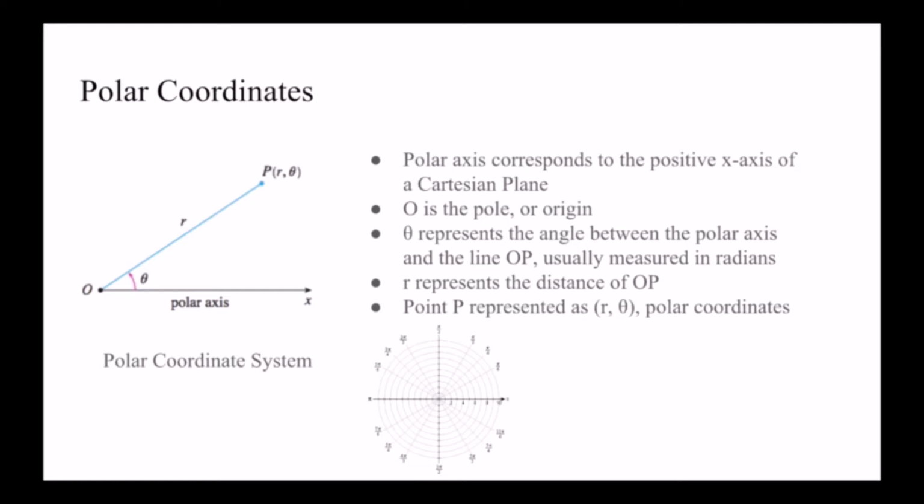On the bottom is a polar coordinate system, and to the left is a section of the polar coordinate system. It's a diagram I took out of the book. So the polar axis corresponds to the positive x-axis of a Cartesian plane. O is the polar origin. Theta represents the angle between the polar axis and the line OP, and is usually measured in radians. R represents the distance of OP, and point P is represented as (r, theta), which is a polar coordinate.